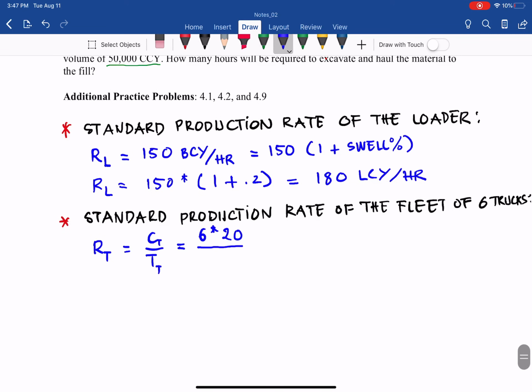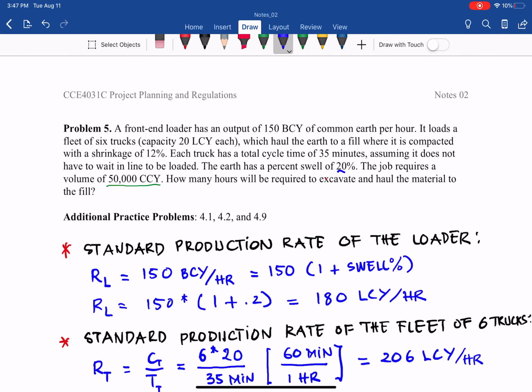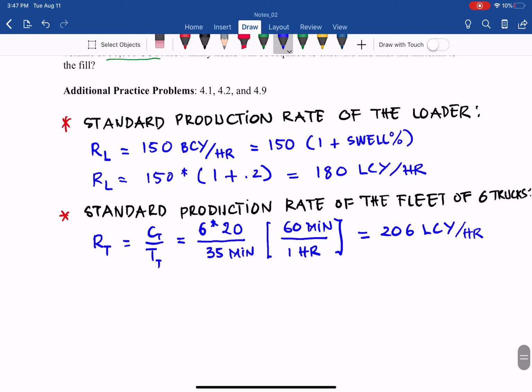Time for each truck. We have here 35 minutes. That's what we have, and we want to change that into per hours. So you will have 60 minutes per 1 hour. So from here, we can have 206 LCY per hour. So for 1 hour, the loader can excavate 120 loose cubic yard per hour. For 1 hour, a fleet of 6 trucks can carry 206 LCY per hour.